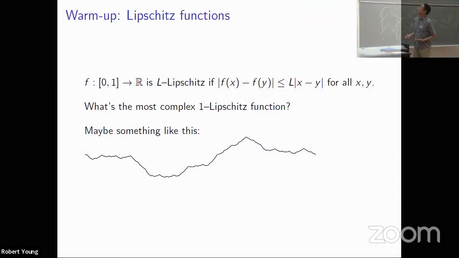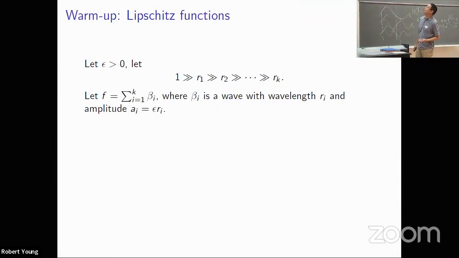So just to formalize this a little bit, we can construct the functions like this by taking some epsilon greater than 0, choosing a bunch of scales R1 through Rk, which are sufficiently separated, getting smaller sufficiently quickly. And then for each scale, we can define a wave beta i with wavelength Ri, amplitude epsilon Ri, so that the slope of this wave is between negative epsilon and epsilon. And then we can add these together to form F.